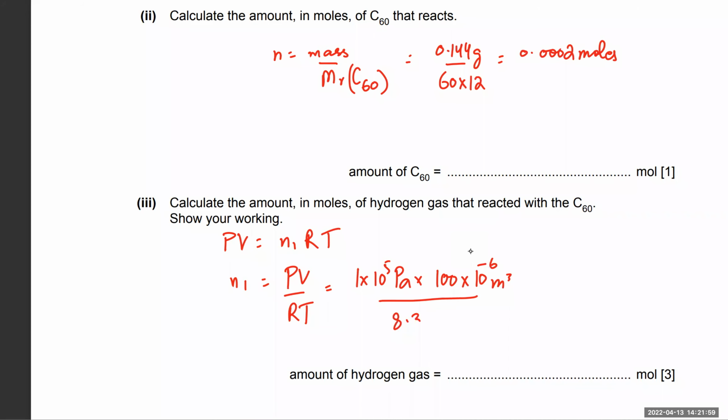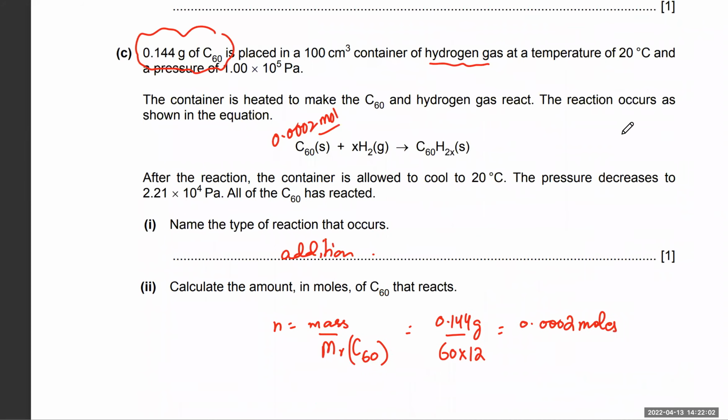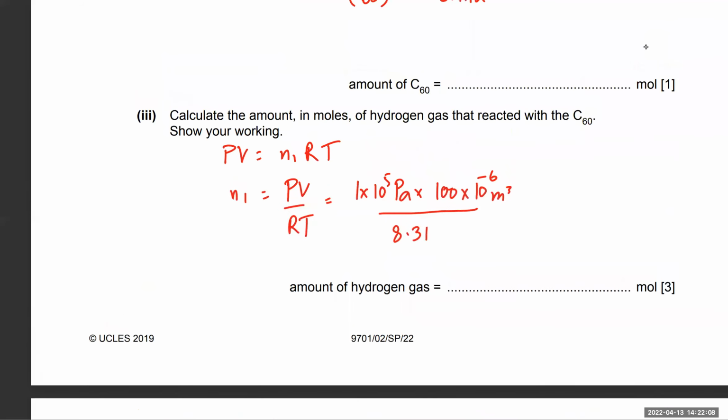R is 8.31, and the temperature was 20 centigrade. That should be in Kelvin, so that's going to be 20 plus 273. So what are we getting? This one is 0.00410.